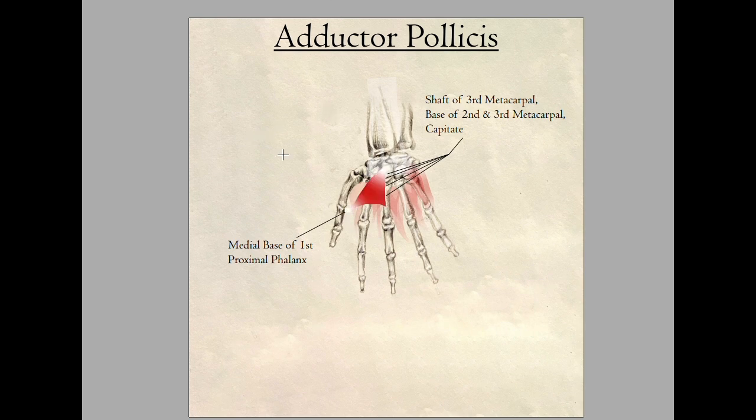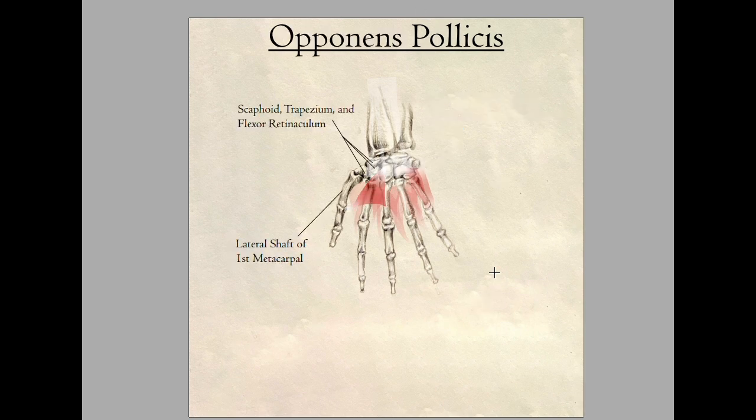It's going to look like that. So it's going to be able to pull that thumb in that direction, okay? It's called adduction of the thumb. That's the adductor pollicis. Next, now we're talking about the thenar eminence muscles, okay?